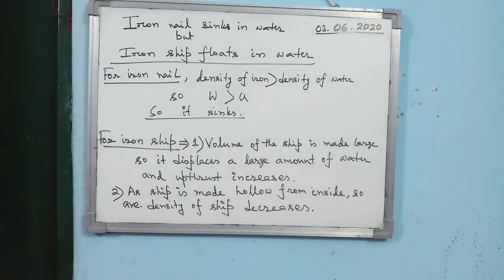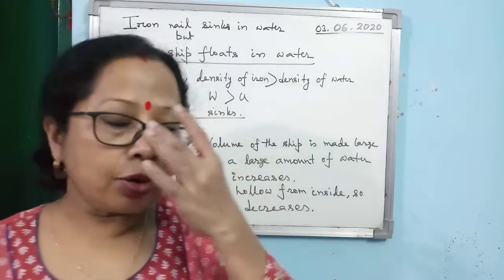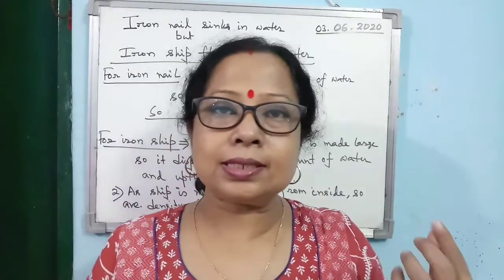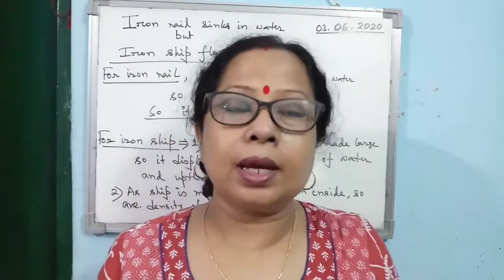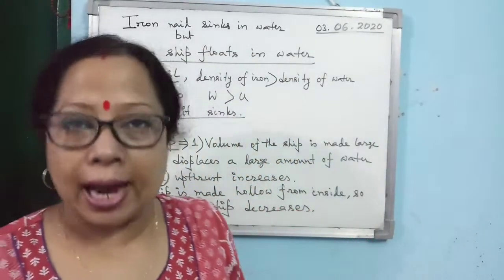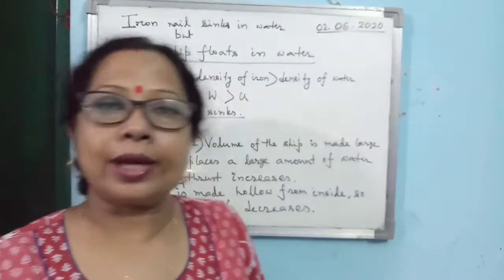Next is the application of this concept of floating and sinking. You have seen that if you take one iron nail and put it in water, the iron nail sinks. But ships are made of iron, and iron ships easily float in water. Now the question is why?